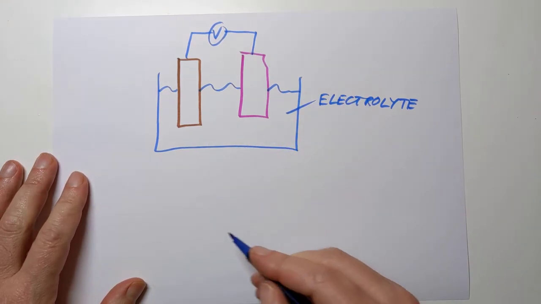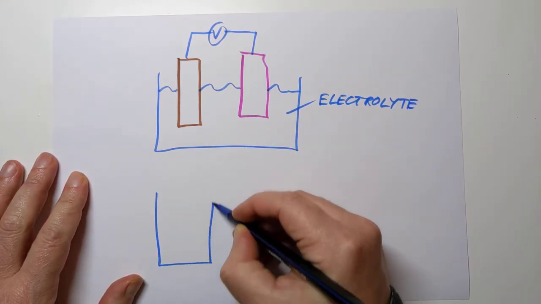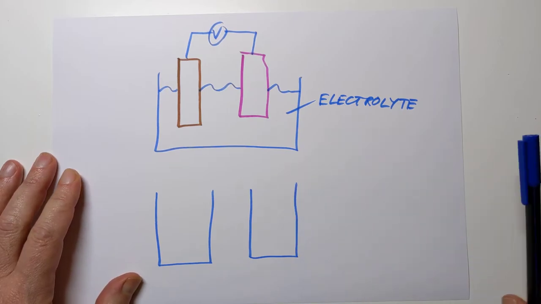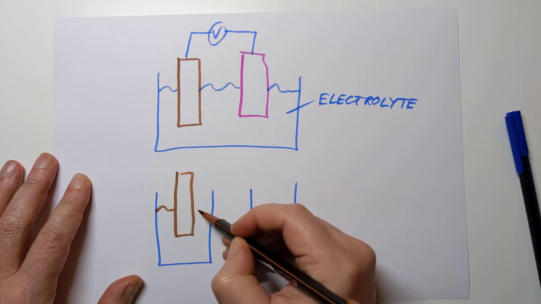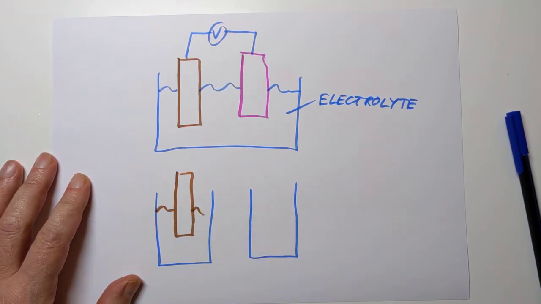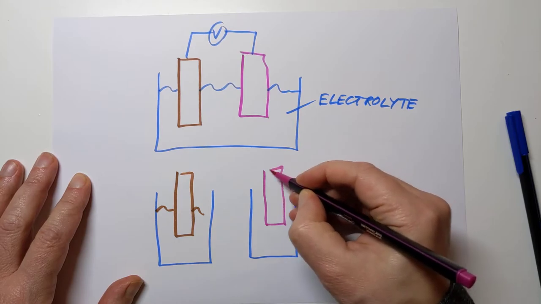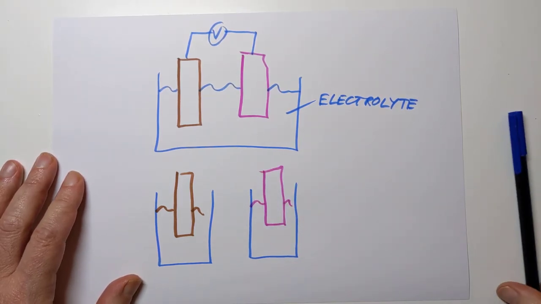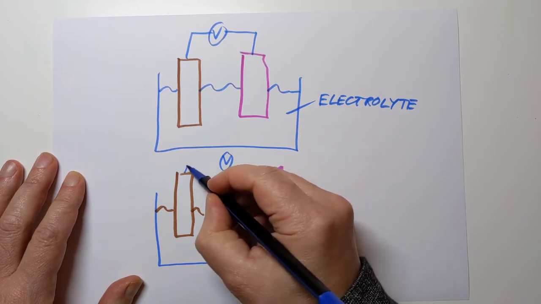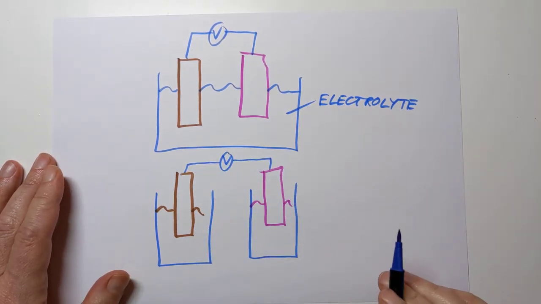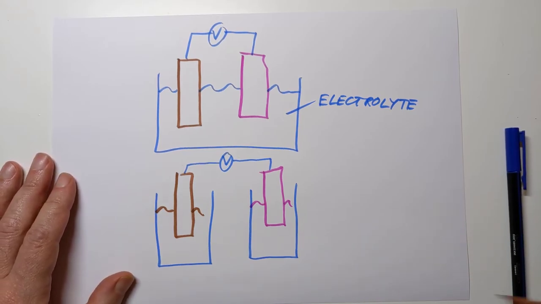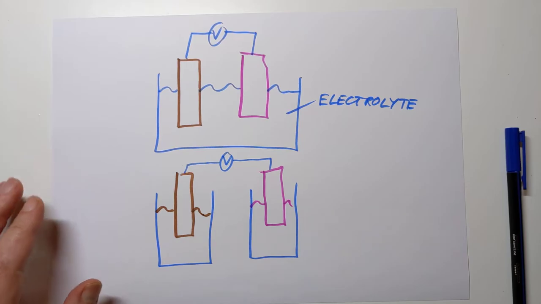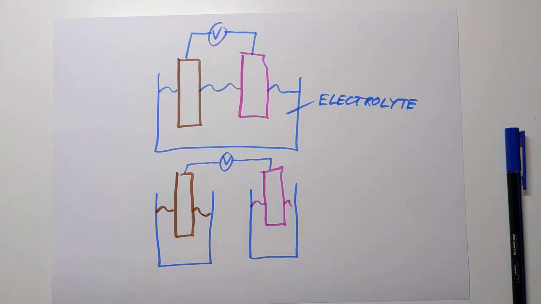What you can also do is you can actually separate this into two beakers, which seems a bit weird at first, and you have the first metal sitting in an electrolyte, and you have the second metal sitting in an electrolyte. Now, if you hook a voltmeter up at the moment between these two, you get absolutely nothing, because as you can see, the circuit is not complete. So we need a way to complete the circuit. Now that is completed by using something called an ion bridge.